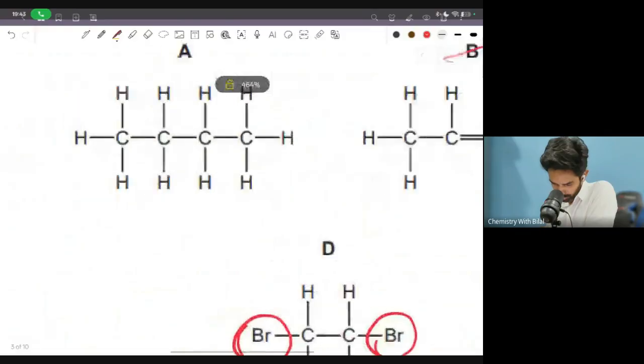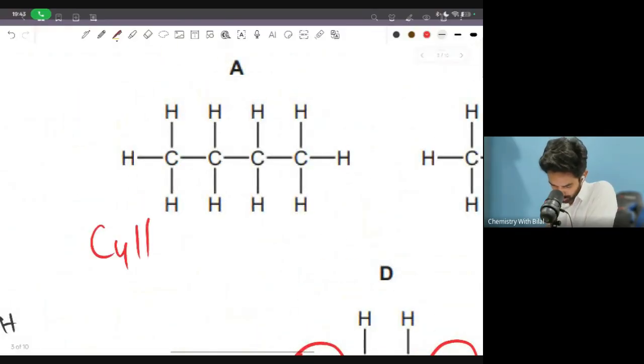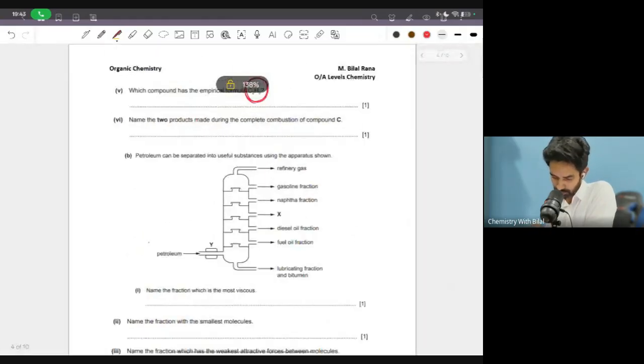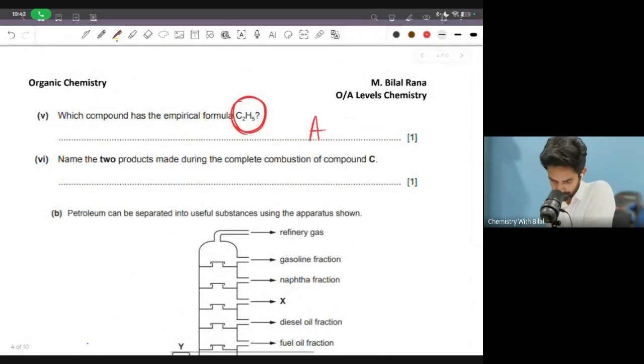ये होगा C4H10. तो इसका सिंपल क्या होगा? If there are 2 carbon there should be 5 hydrogens. इससे फर्दर सिंप्लीफाई नहीं हो सकता. तो इट इज अगेन A.